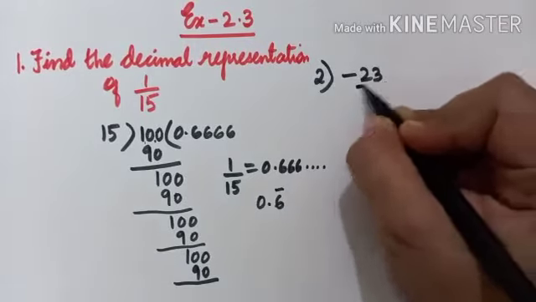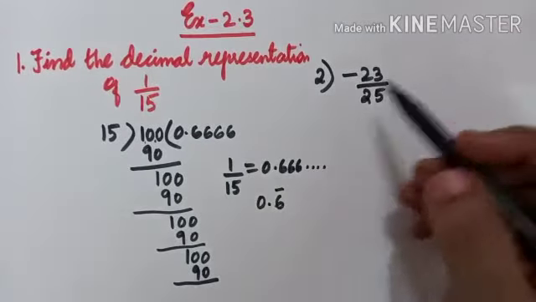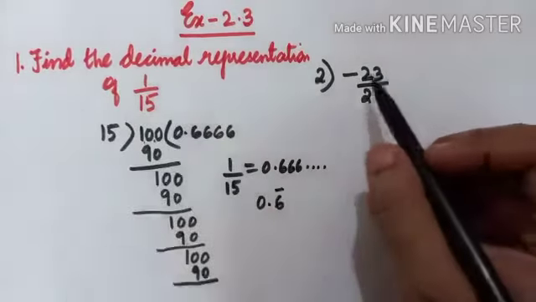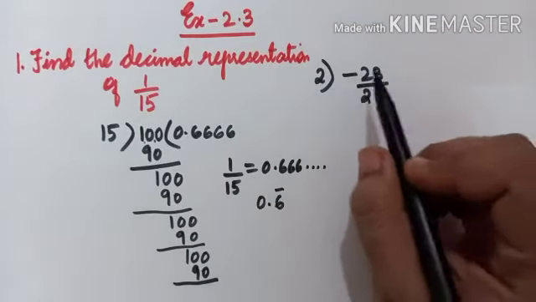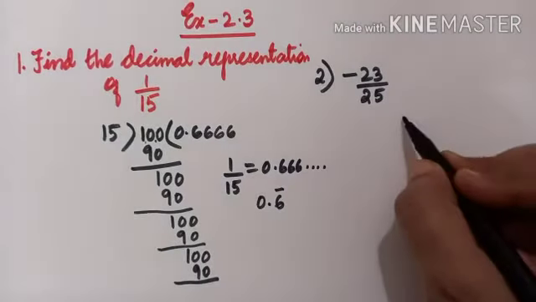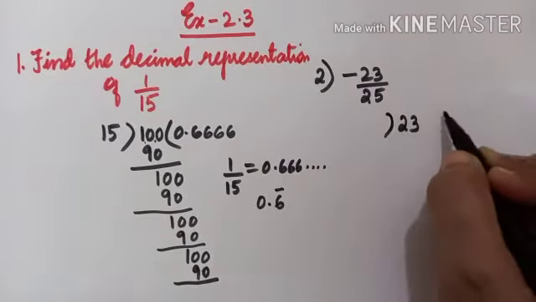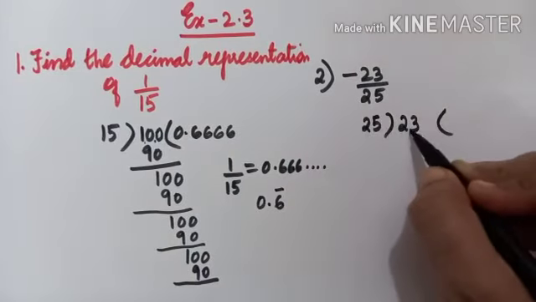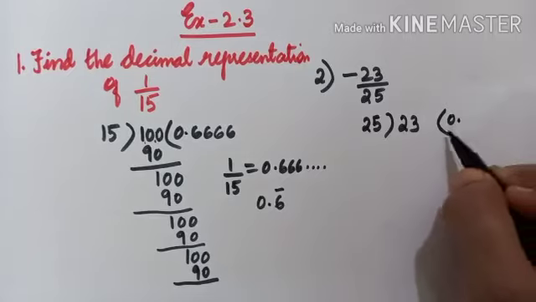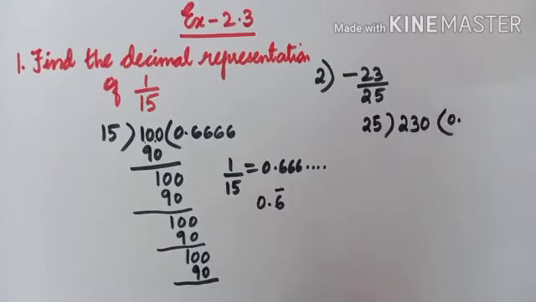Minus 23 by 25. Okay, so this minus 23 by 25, how are you dividing? First of all, you don't have to consider this minus sign. The negative sign you just keep like that only. 23 by 25, let us divide. Okay, so 23 divided by 25. As 23 is a smaller number than 25, we need to put 0 point and add a 0 here.